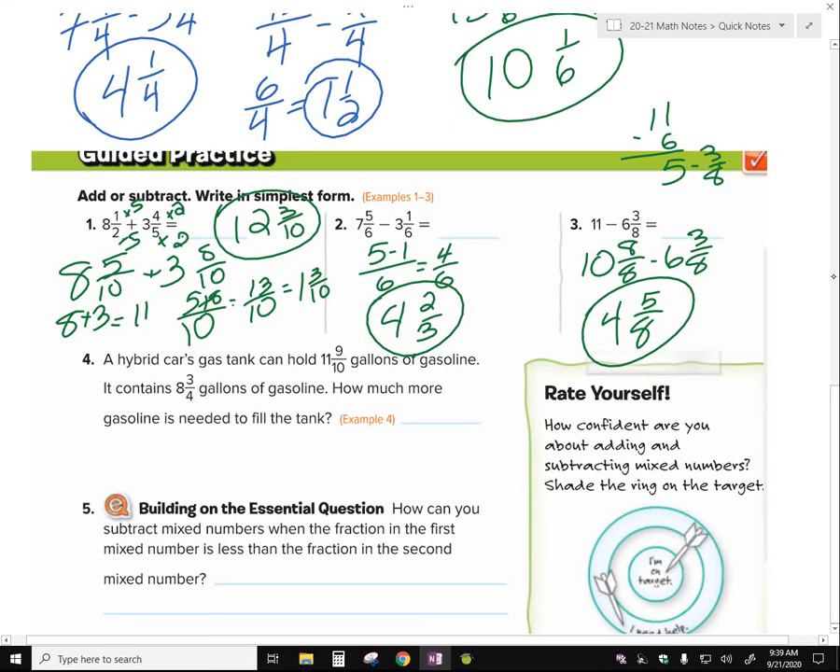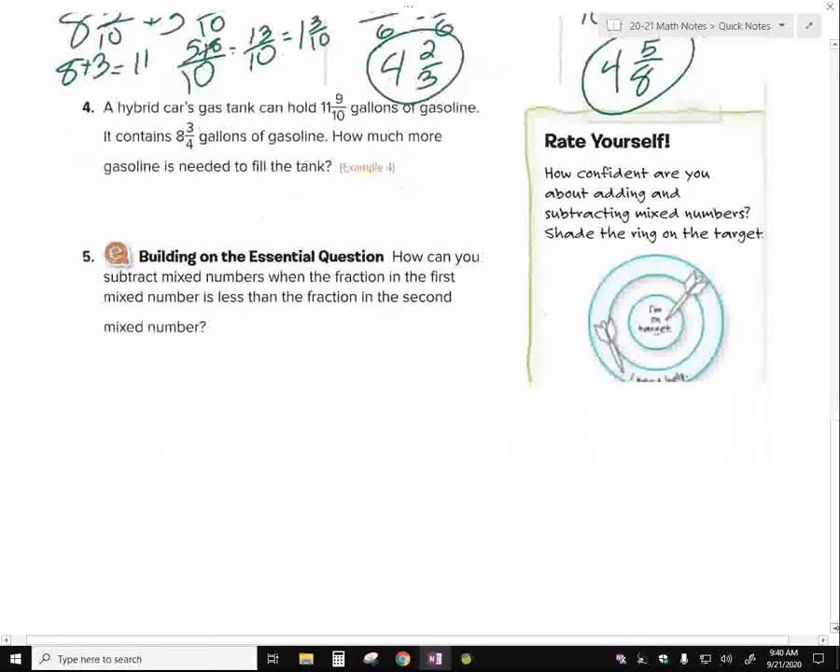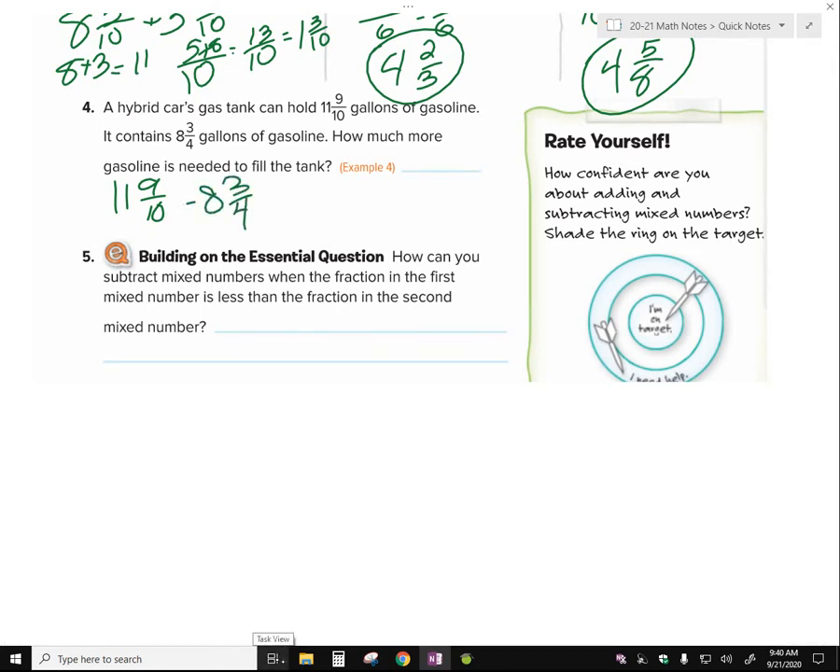A hybrid car's gas tank can hold 11 and 9/10 gallons of gasoline. It contains 8 3/4 gallons of gasoline right now. How much more gasoline is needed to fill the tank? So, since we're finding a difference, I need to take the larger number, 11 and 9/10, minus 8 3/4. We need to find the least common denominator of 10 and 4, and it is 20.